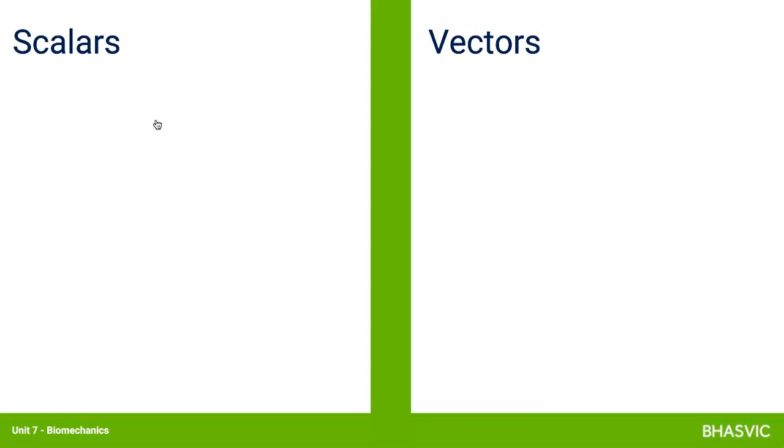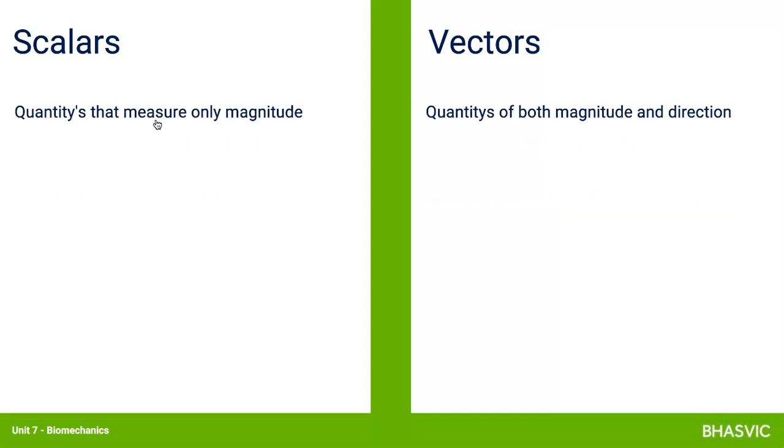Now we can cover what scalars and vectors are and what the difference is between them. A scalar is just a quantity that measures only magnitude, while a vector measures quantities of both magnitude and direction. Simply put, a scalar measures the strength of something, of a force, whereas a vector measures both the strength and the direction of its occurrence.